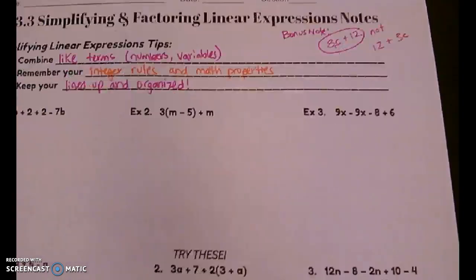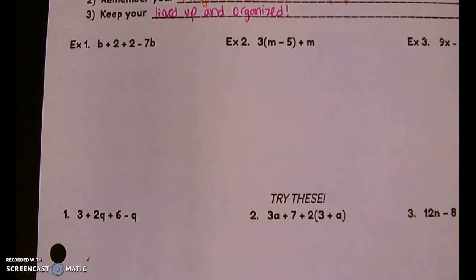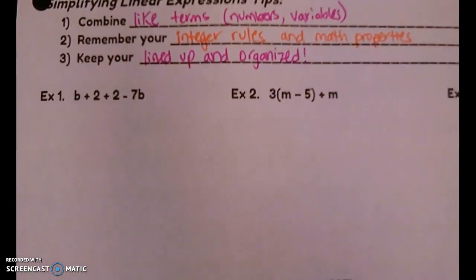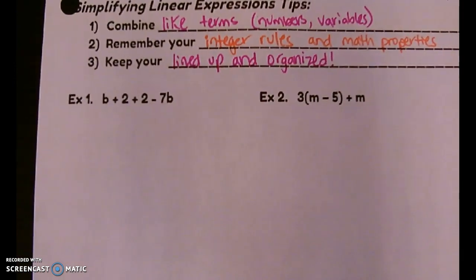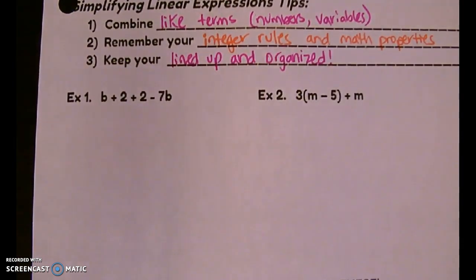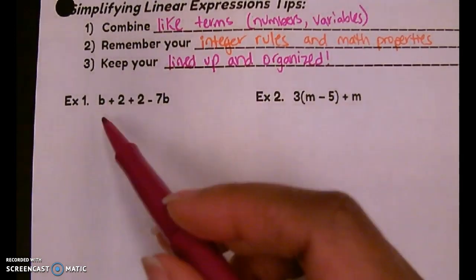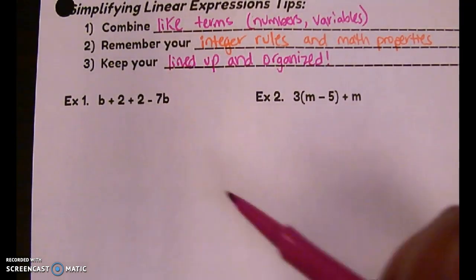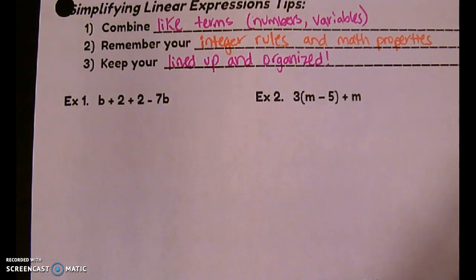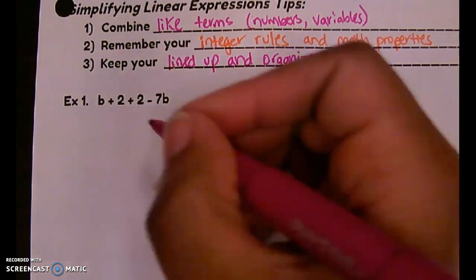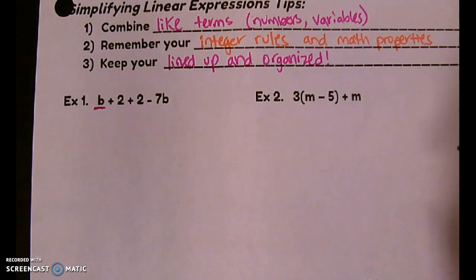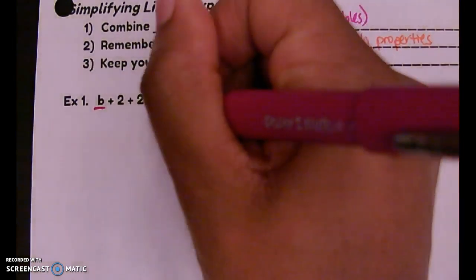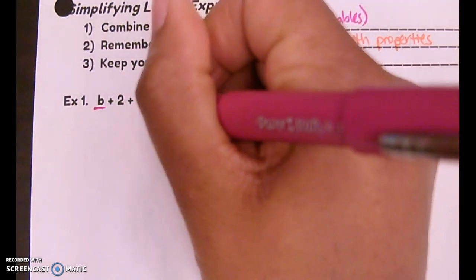Now let's jump into our first example problem, and I'm going to walk you through step by step on how I would solve this problem. The first thing that I would do is I would recognize that I have some like terms. I recognize that I have some b's and I have some just plain numbers. So the first thing I'm going to handle actually is going to be my two b's. Now, here's a rule of thumb. I'm going to start by underlining my two like terms that I'm going to start with. So I'm going to underline this, and then I'm going to underline negative 7b.